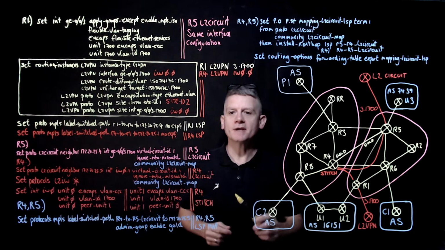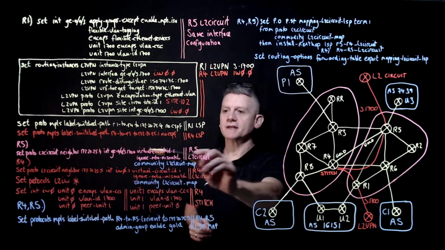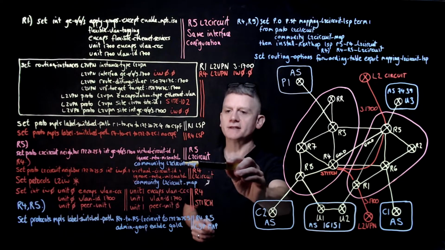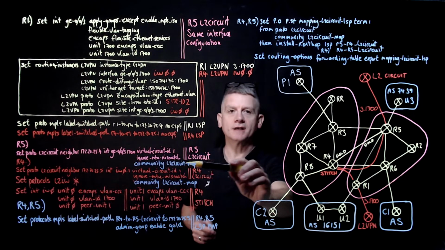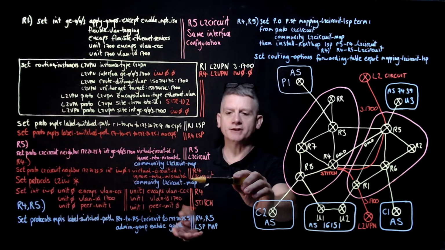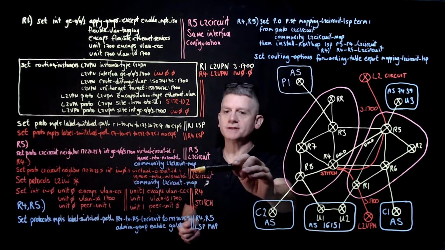Okay, then finally, once that's done, we're then going to steer the L2 traffic down a particular LSP. And the way that we're going to do that is on the L2 circuit here, we're actually going to attach a community name, which is a little bit unusual. That's what we're going to do. We're going to do that both on router 5 and on router 4.